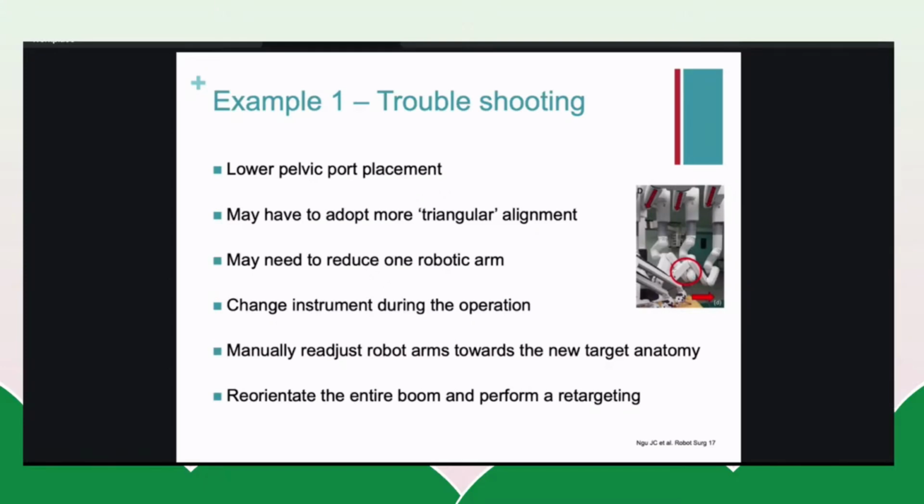And sometimes we have to consider changing the instrument during the operation when we encounter clashing. Very commonly, we have to swap the grasper and also the monopolar scissors. And if there's some clashing of the arms limiting our movement, we may have to manually adjust the robotic arms towards our new target. And sometimes we also need to undock the arms and reorient the entire boom to perform the targeting again.